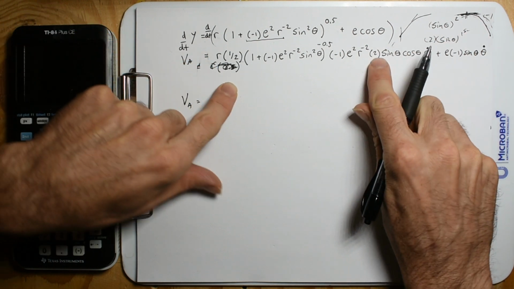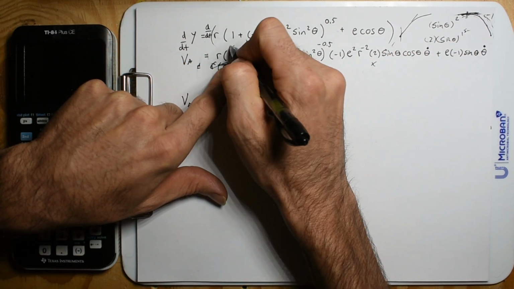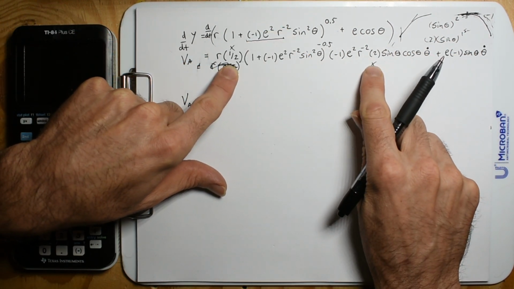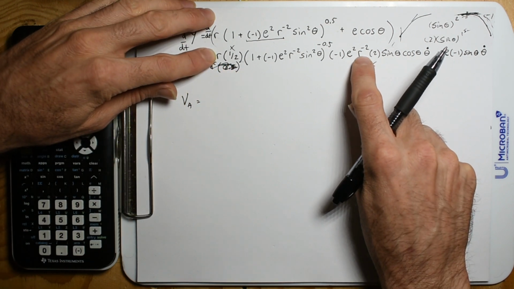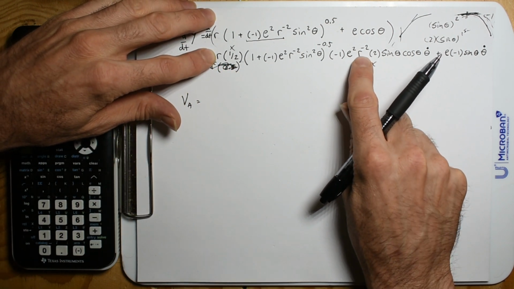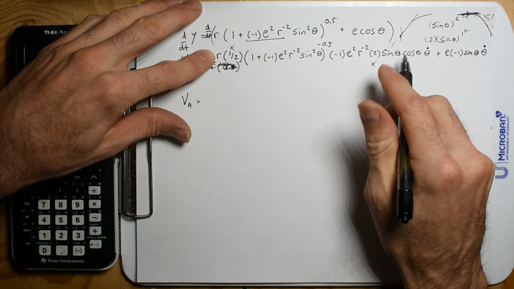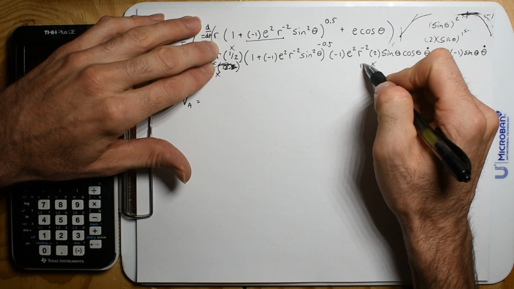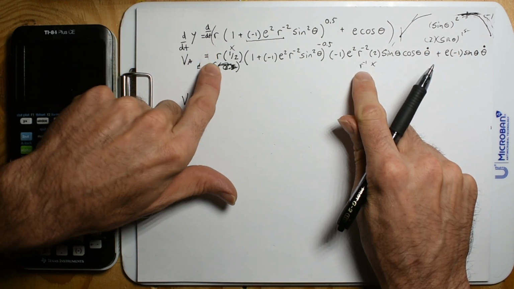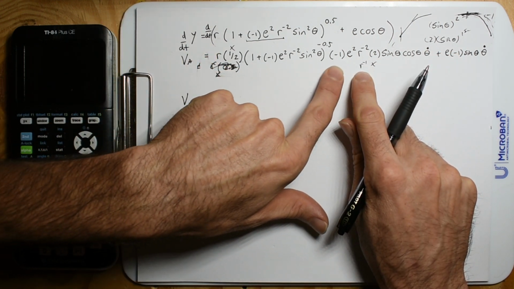We have a 2 here and a half here. Cool. And then we have an r here and then an r downstairs. So this will be r to the 1. Okay, so we're going to get rid of that one. And this goes r to the negative 1. Anything else? That's about it.